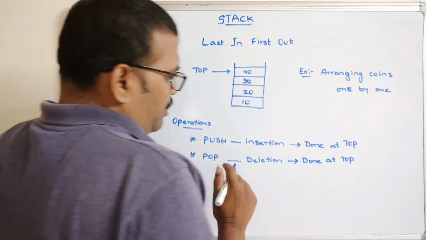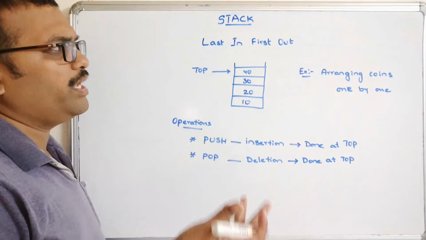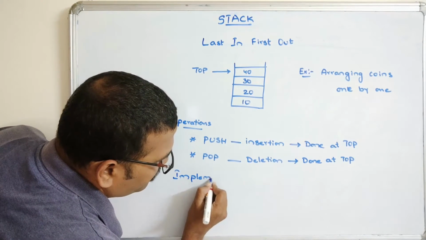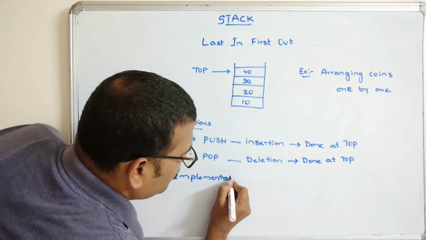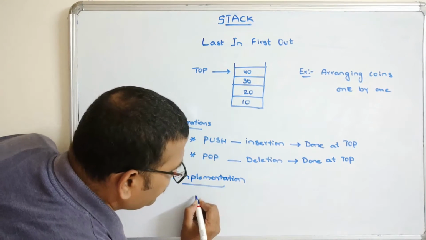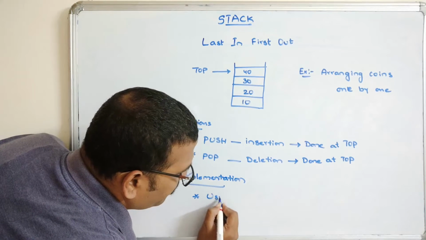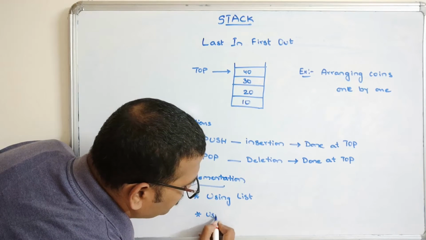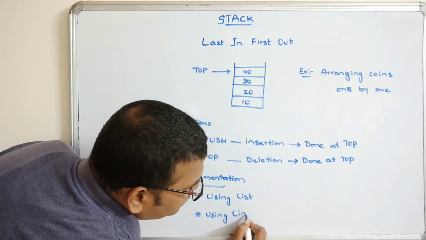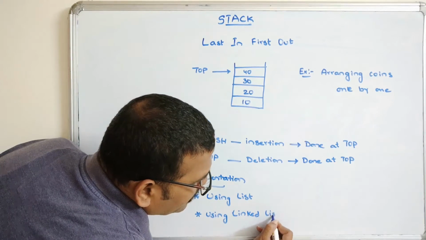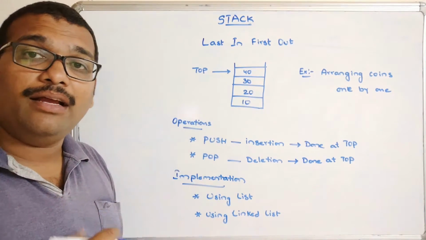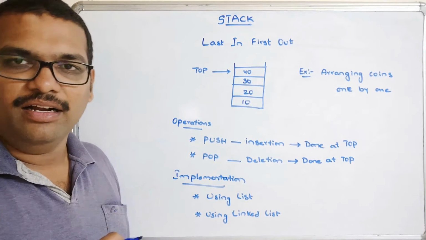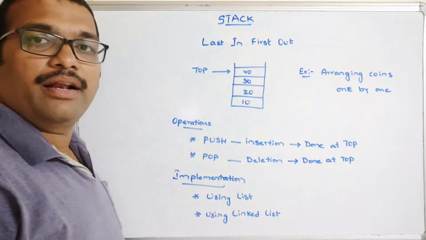So here we can implement this stack. The implementation can be done in two ways. One is using a list, another one using a linked list. So we can implement this stack using both ways, by using the list or by using the linked list. The list we have discussed in our earlier sessions, right?